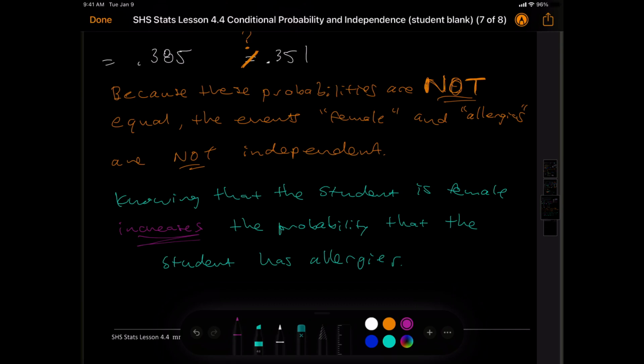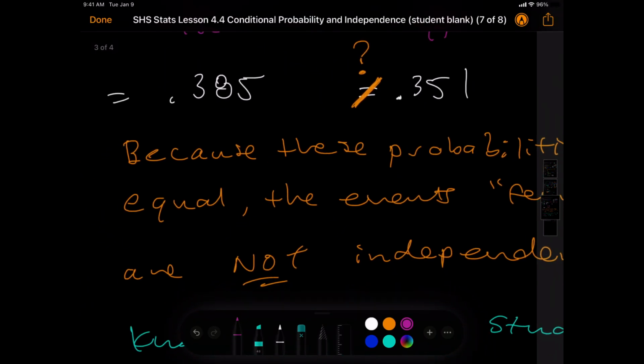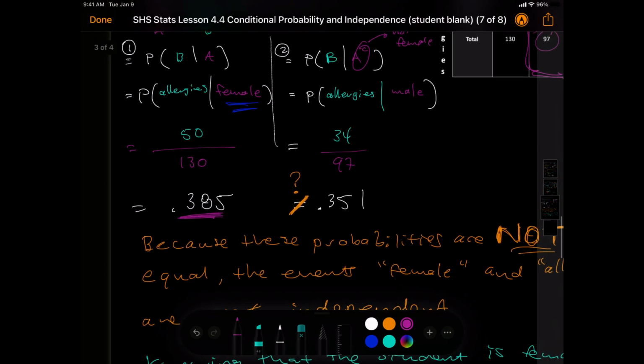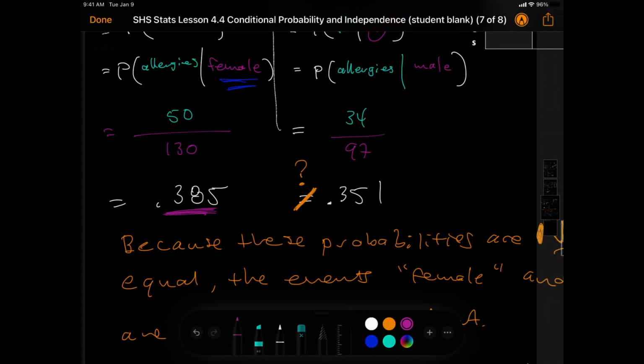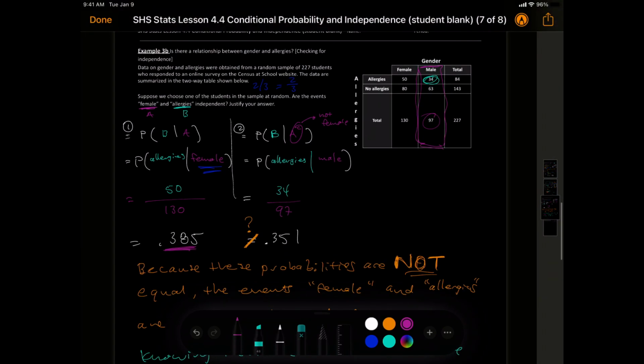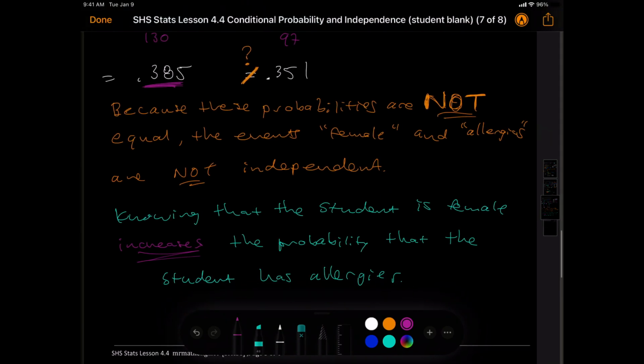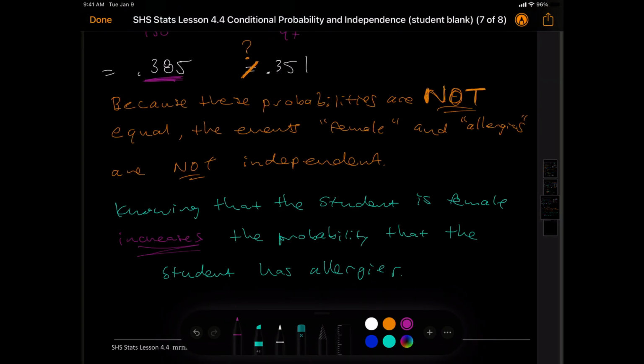Well, if you compare the two numbers above in white here, 0.385, 38.5%, and 35.1%, which one's higher? This number is higher. Well, who did that come from? That came from females. Because you are female, based on the study, that's what statistics and probability is, right? You're taking a snapshot of just our sample of 227 students. This is telling us that based on those students, if you are female, then you have a higher chance of having allergies. Okay? All right.